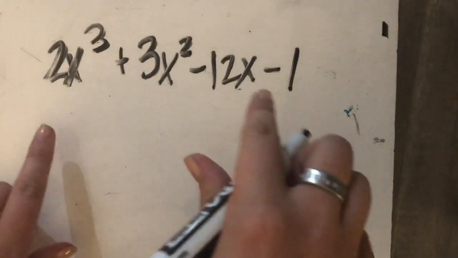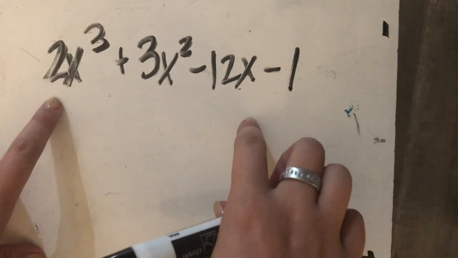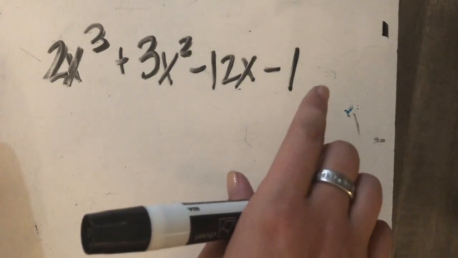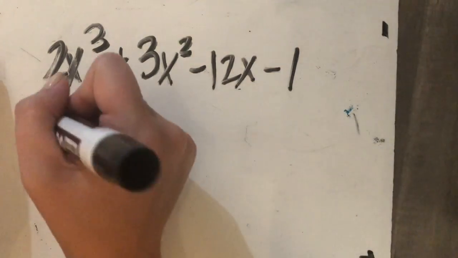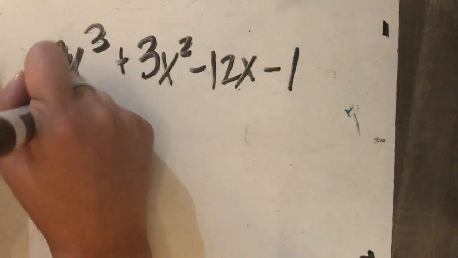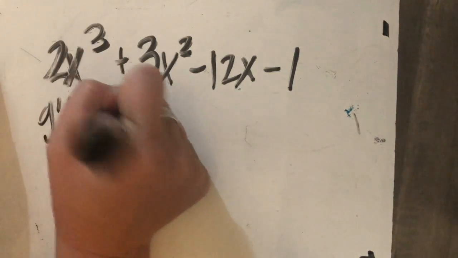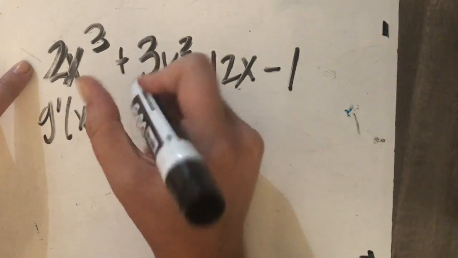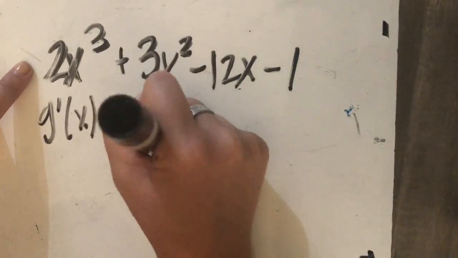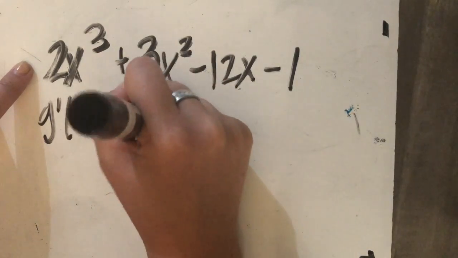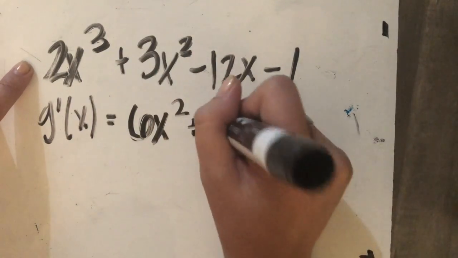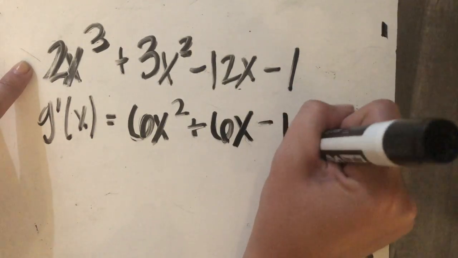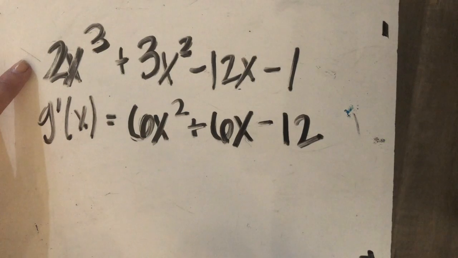Okay, so we want to find the critical points of this. Remember, a critical point is where the derivative equals 0. So first, I have to find the derivative of this. We had called this g of x, so g prime of x is equal to, power rule, 6x squared plus 6x minus 12, and then that minus 1 goes away.